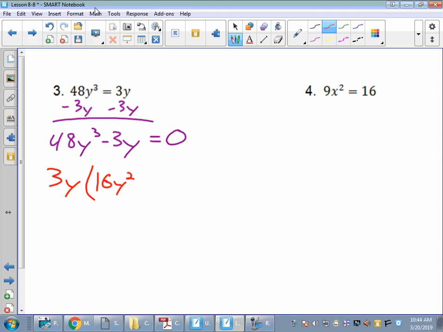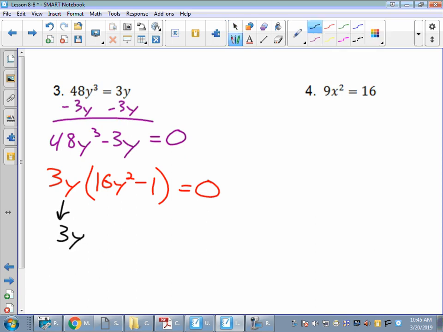Because 3y times 16y squared would give us 48y cubed. All right, and then I have a minus 1 on this side, all equal to 0. Now what I'm looking at doing is, do I have perfect squares now? Can I factor this out? Sure thing. Don't forget to bring your 3y down. Don't forget to bring that down. That's going to stay with us.